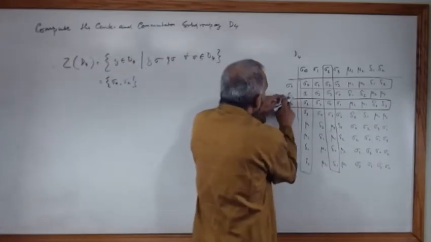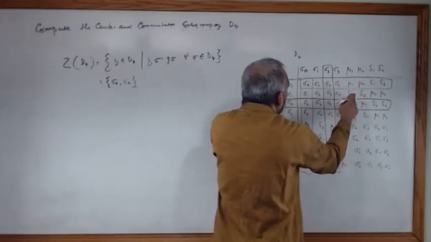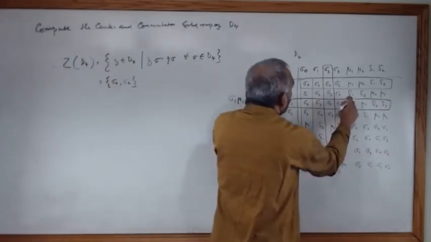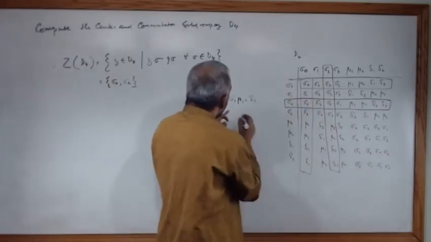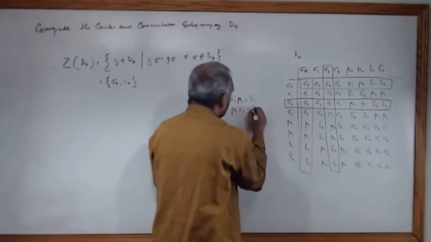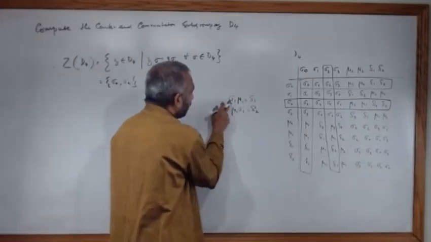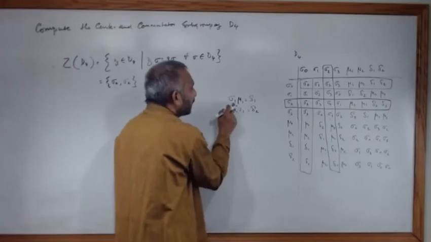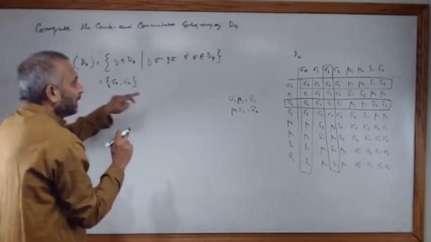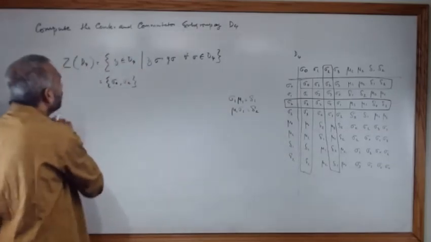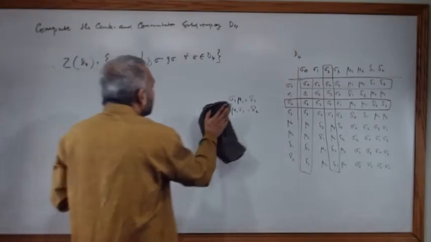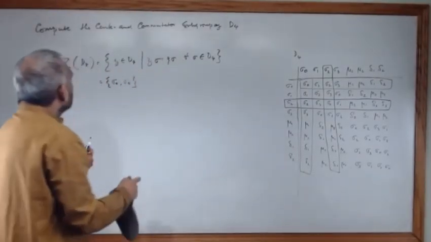For example, sigma 1 times mu 1 is delta 1. But mu 1 sigma 1 is delta 2. So definitely mu 1 and sigma 1 are not in this group. It doesn't satisfy this. So like that, if you check, you see that these are the only two elements in the center of the group.